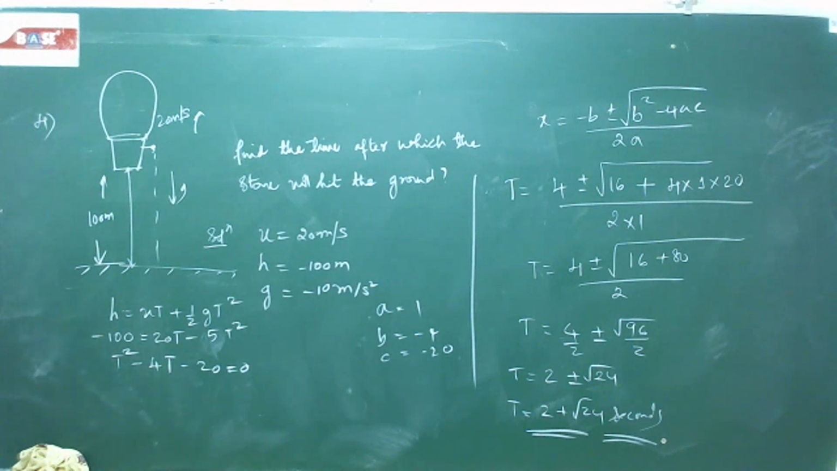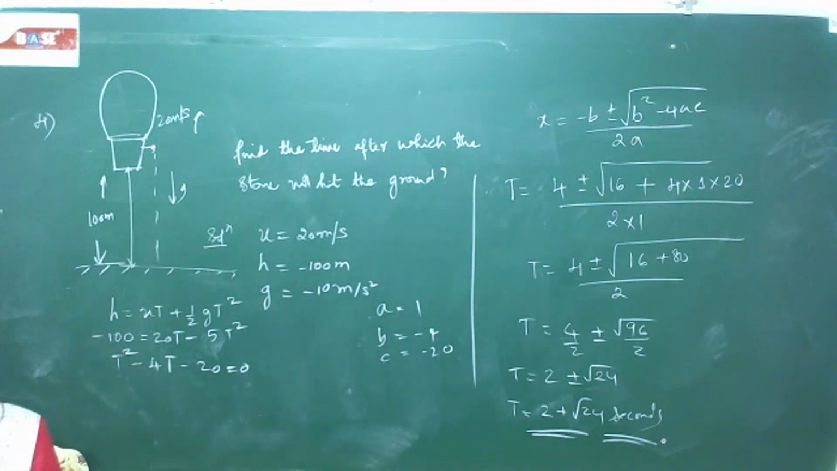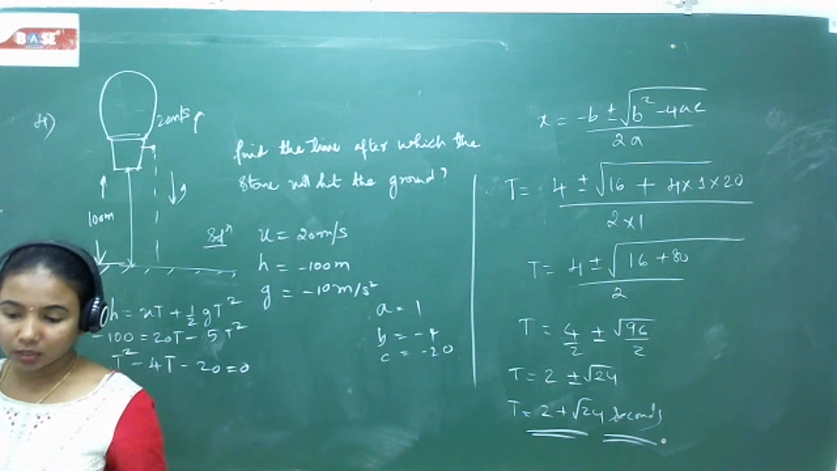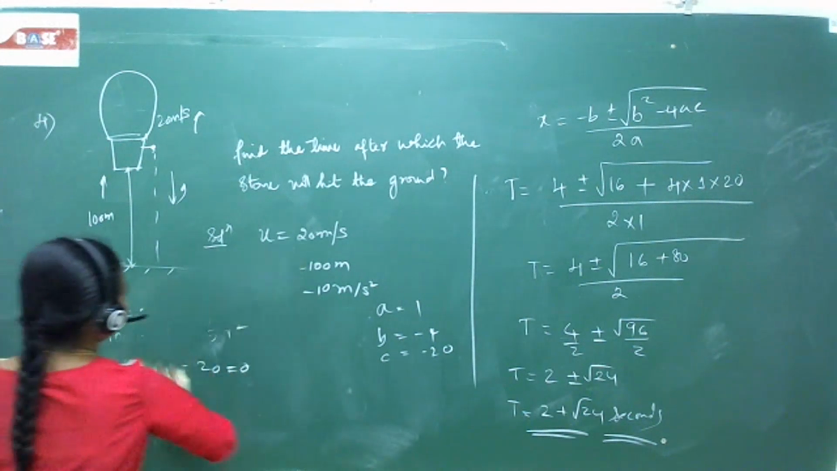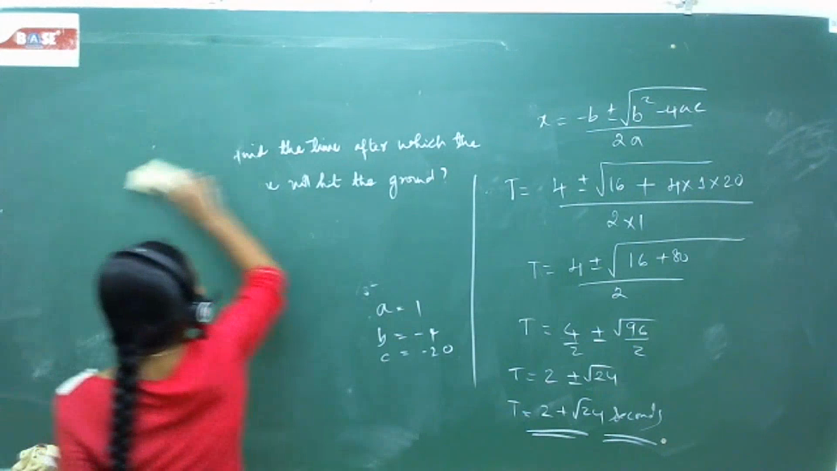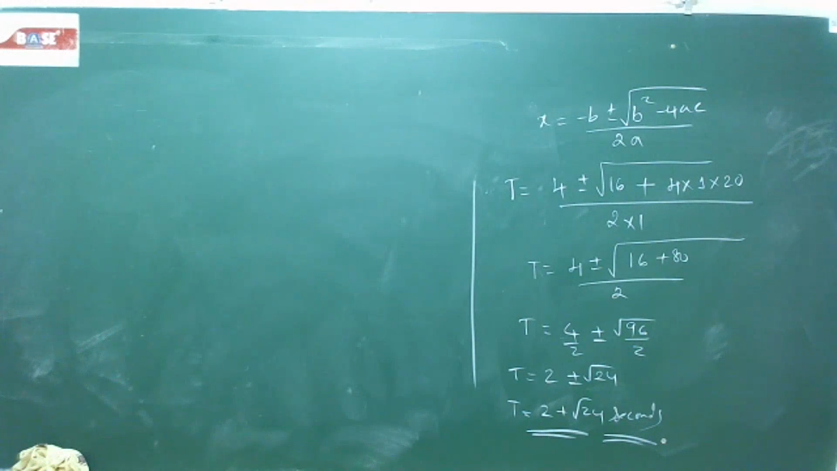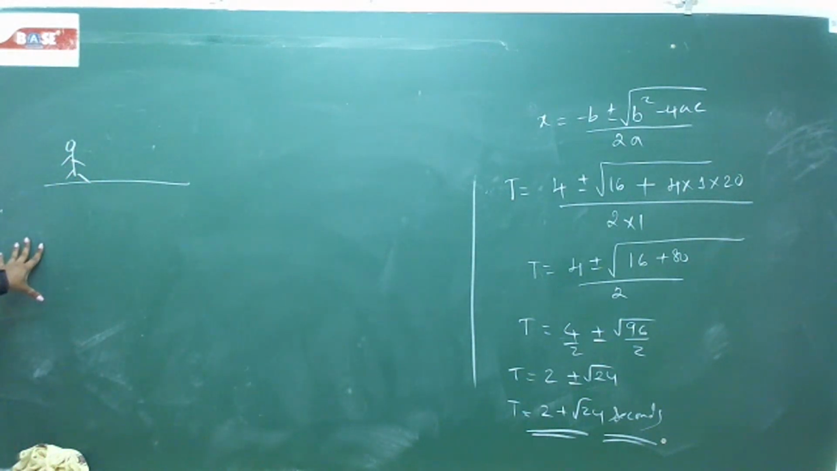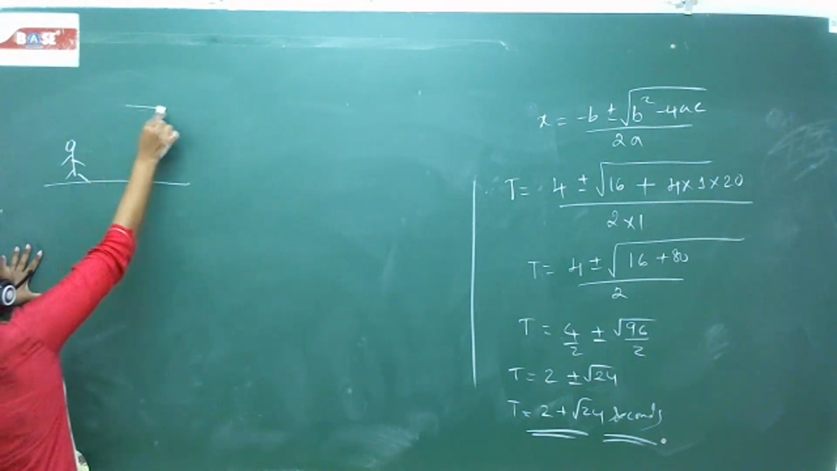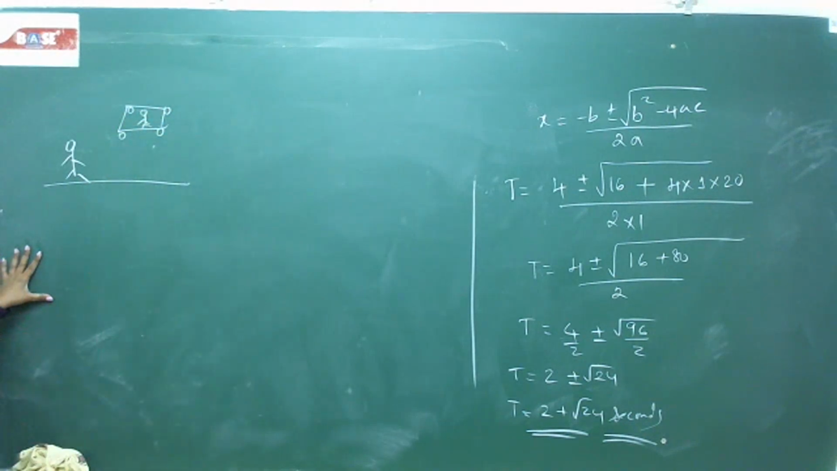Now we have done a few problems on relative velocities, right? We will do 2 more problems to see how it is applied in different concepts. Okay. So another problem. There is a person who is standing on the ground and there is a trolley. On that trolley there is a person.